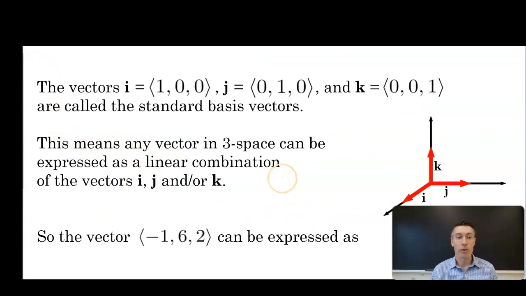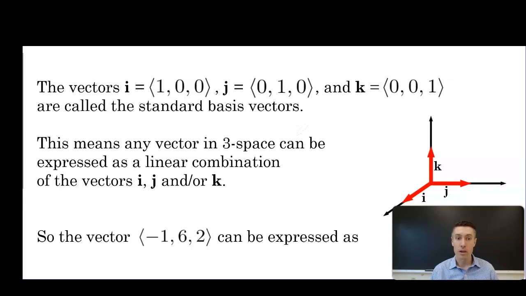Now, working off of unit vectors, the vectors i being 1, 0, 0, j, 0, 1, 0, and k, 0, 0, 1 are called the standard basis vectors. Essentially, these are the 3 unit vectors in the direction of each of our axes. So i goes in the direction of the x-axis, j goes in the direction of the y-axis, k goes in the direction of the z-axis. What that means for us is that any vector in 3 space can be expressed as a linear combination of the vectors i, j, and k.